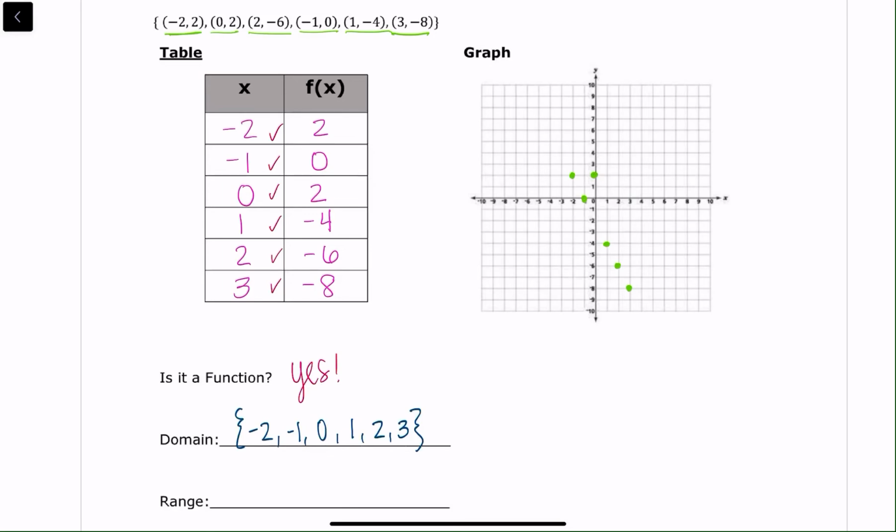And then I have to find my range. My range is all of my y values. And I will write that again from least to greatest using my squiggly brackets. My least y value is negative 8. It goes to negative 6, negative 4, 0, and 2.